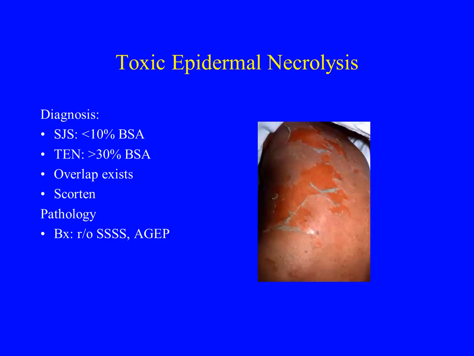Stevens-Johnson is less than 10% of body surface area. TEN is more than 30% of body surface area. Overlap can exist. SCORTEN is the scoring for toxic epidermal necrolysis that is very important for the diagnosis. Differentials are staphylococcal scalded skin syndrome and acute generalized exanthematous pustulosis.